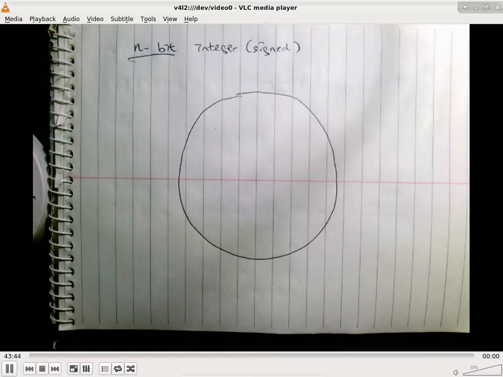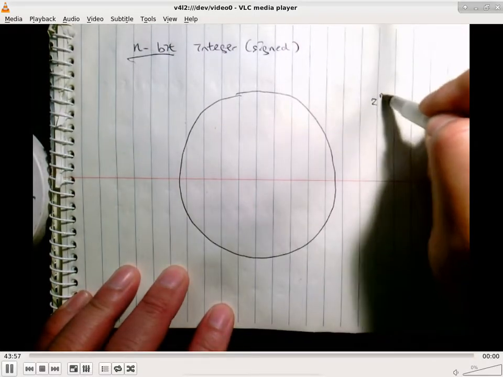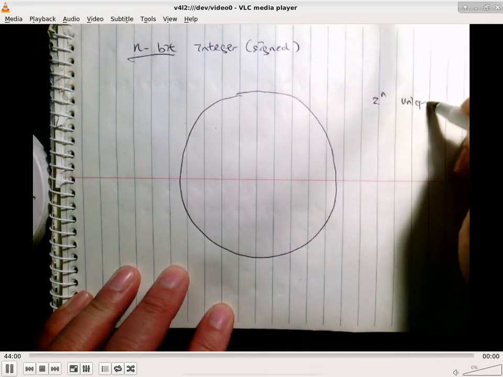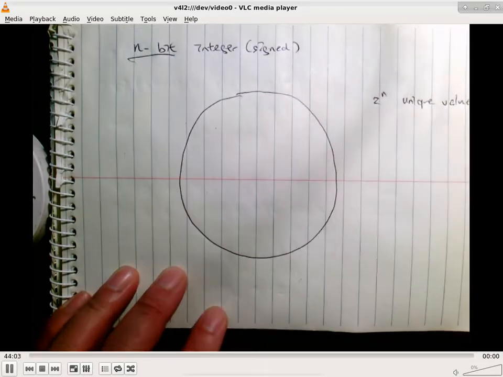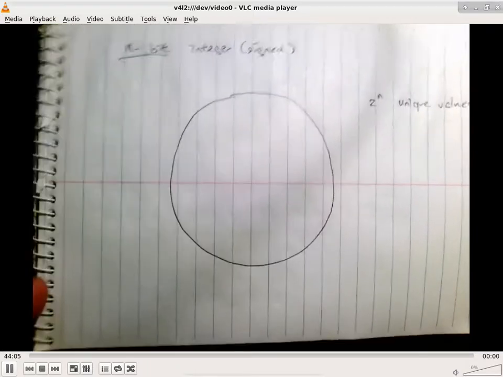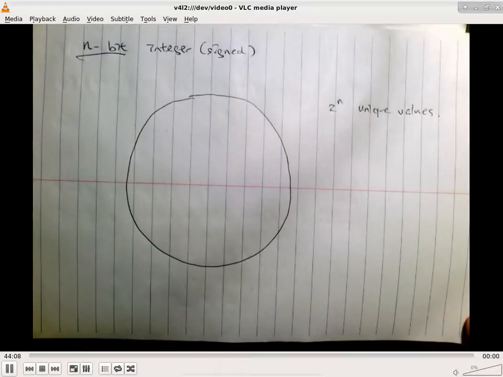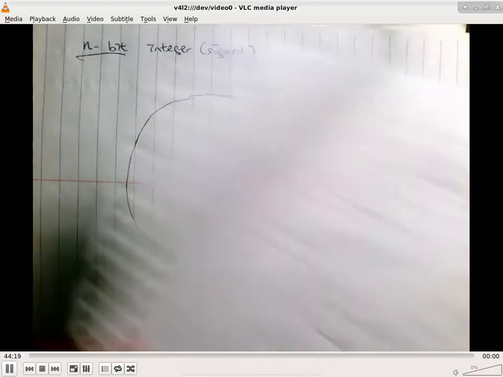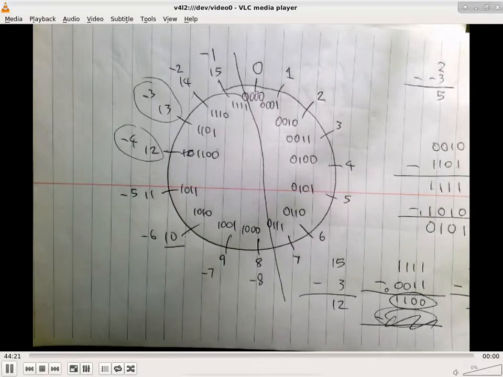N minus 1? No. 2 to the power of n. Okay, very good. So we have 2 to the power of n unique values. Now, every time I make a claim like that, the first thing you want to do is to check, did it work for 4? When n equals 4, did we have 16 unique values? Let's double check, right? Yep, we have 16 unique values on the wheel.